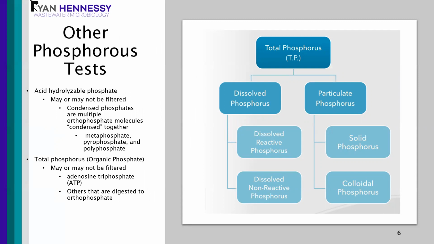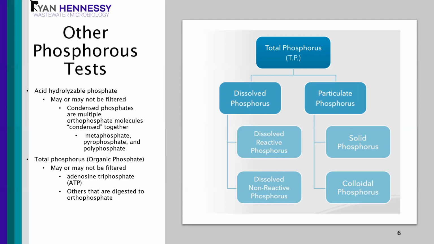Then there's acid hydrolyzable phosphate, where you can either filter or not filter the sample. That's going to separate your dissolved from your particulate, and you're going to convert with this acid digestion other forms of polyphosphate or phosphate to ultimately orthophosphate. So through this digestion process in the lab, you're basically converting other forms of phosphorus into orthophosphate, which then you're going to report as either orthophosphate or phosphorus as P. So there's different tests. Total phosphorus is going to measure everything.